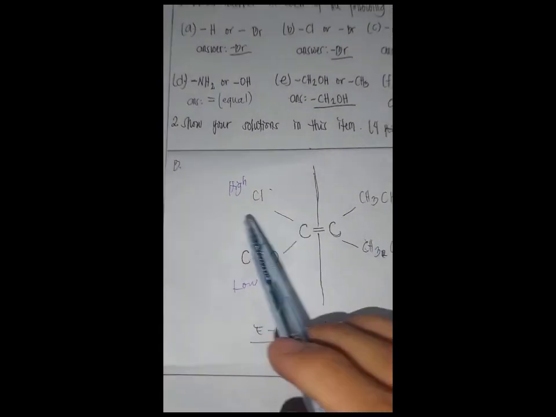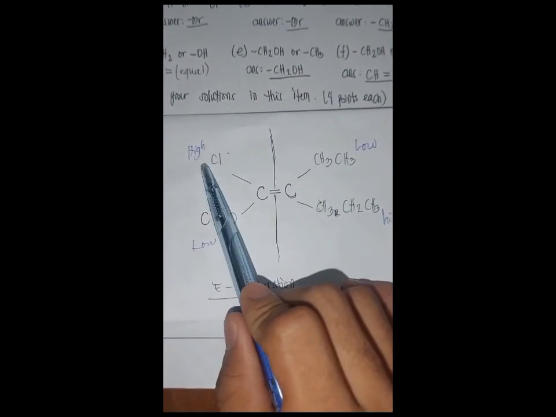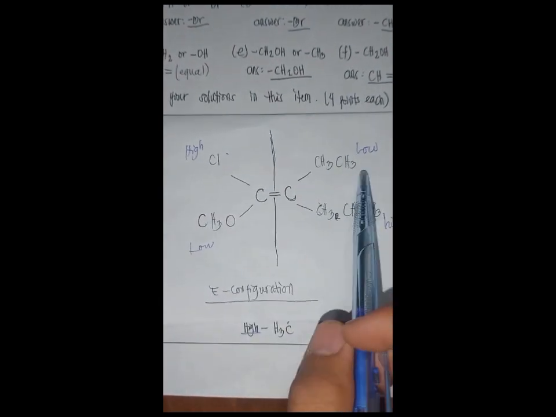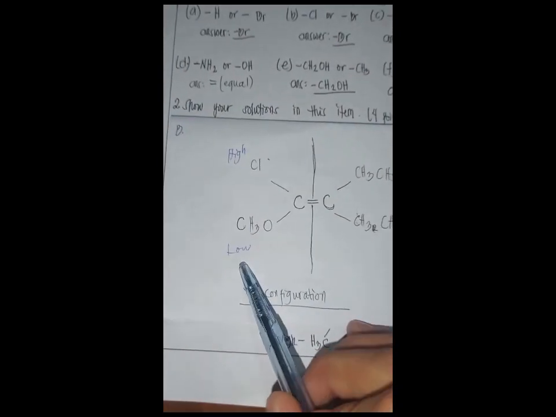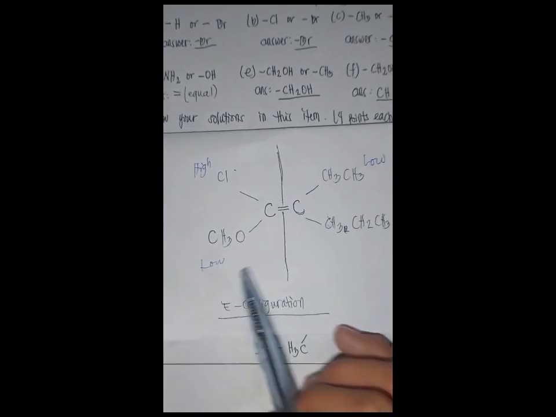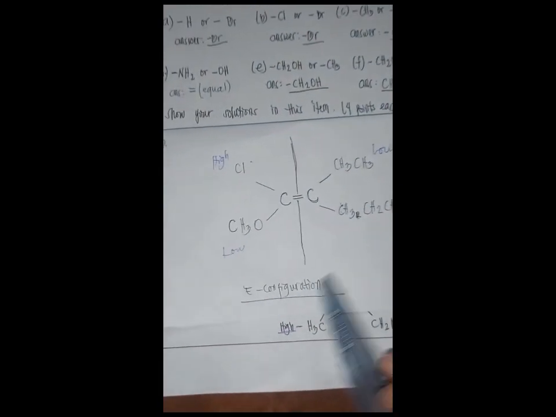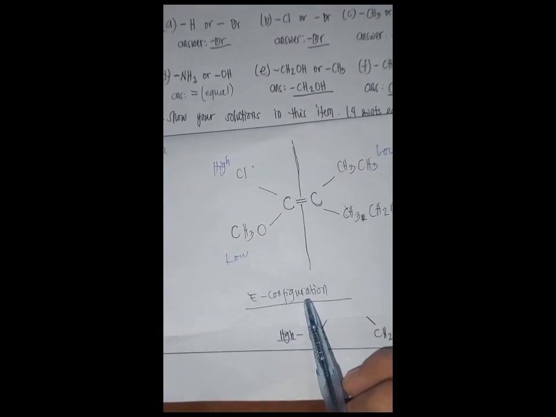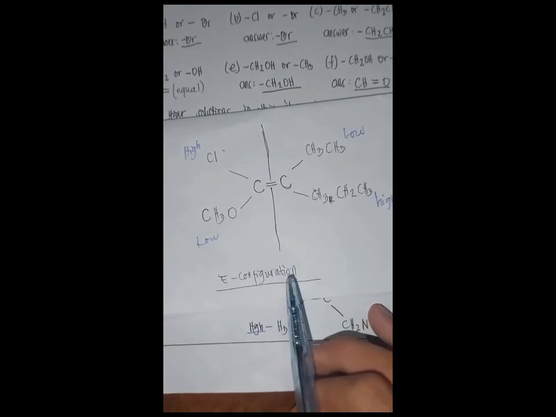So let's compare. So in the left side has high configuration and here is low. So they are opposite, and here below this is low and the other side is high. So the configuration will be E configuration that is considered as opposite configuration. So proceed to letter C.